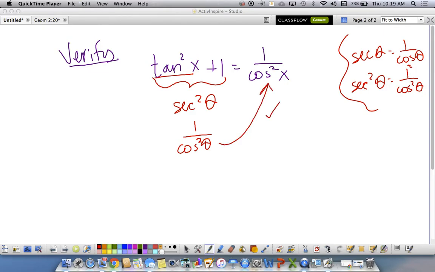When the left side equals the right side now, I'm going to draw an arrow. I'm going to put a check mark. I'm done. We have verified that the left side equals the right side.